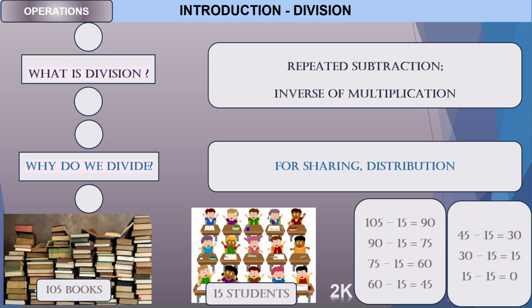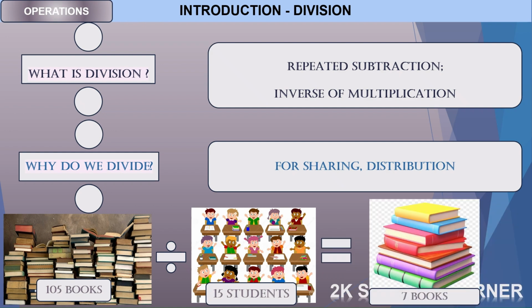Like this, distribute till you have fewer than 15 books, which you cannot distribute to all students. In this example, after 7 times of distribution, we are left with no books. Means, each student gets 7 books.